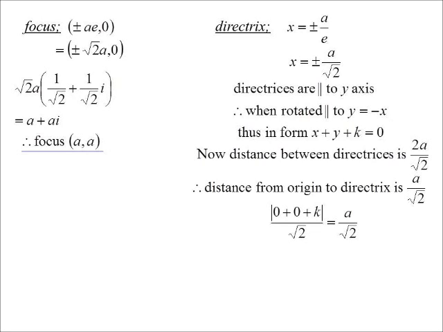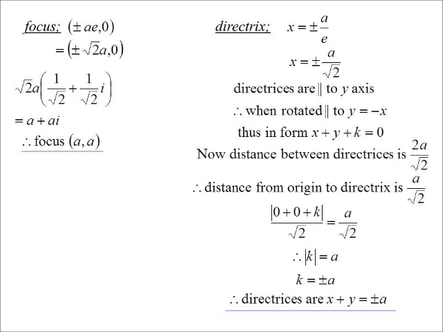That now allows me to find k. Because if I say the perpendicular distance to this line, x plus y plus k, from the origin, I know the answer is a on root 2, then the root 2's cancel, and something very nice happens. We simply get that the absolute value of k is equal to a, so k is plus or minus a. So the directrices will be x plus y is equal to plus or minus a for our rectangular hyperbola. So all right, let's just summarise all that.